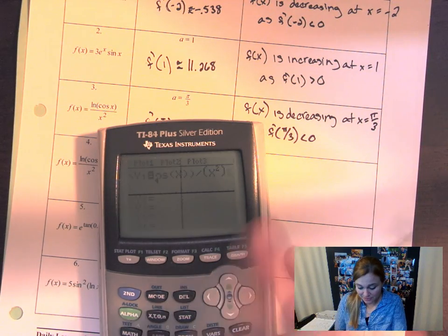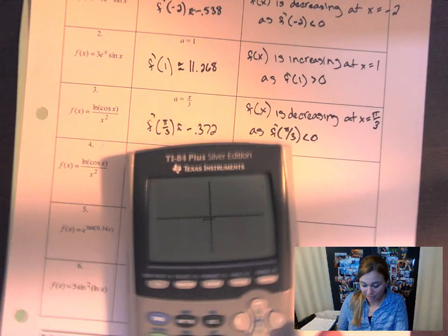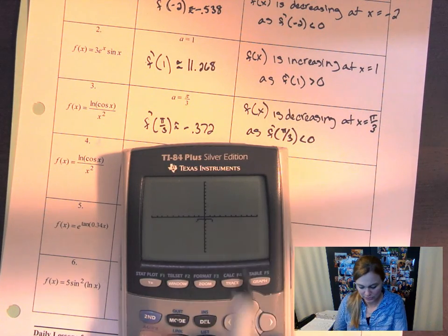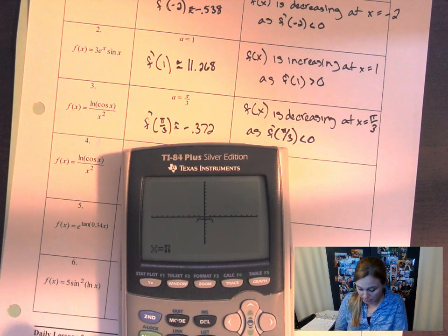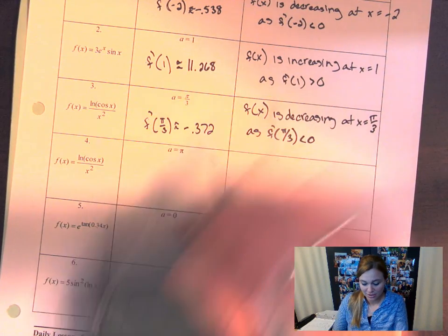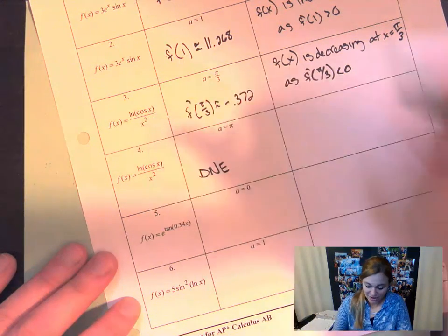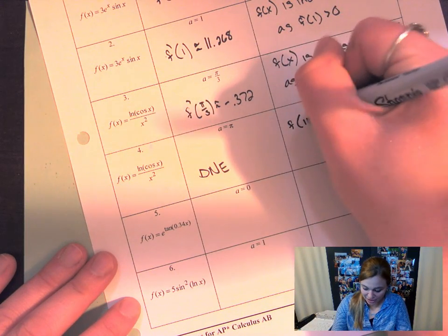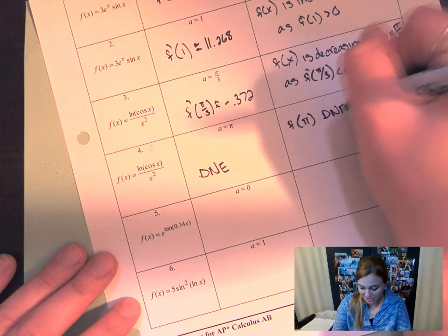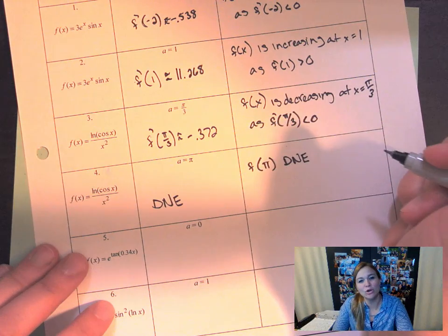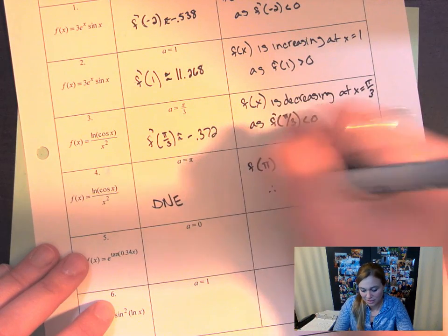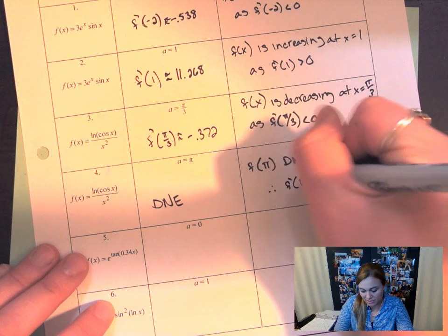If I graph this, and I want to know what is happening at pi. That's weird. But second, calculate the value at pi. I can see that this doesn't have a y value. So this just means that my function value, f of pi, does not exist. There's something going on there, and then I can't have a slope at a point that doesn't exist. So I'm going to say, therefore, f prime of pi does not exist.